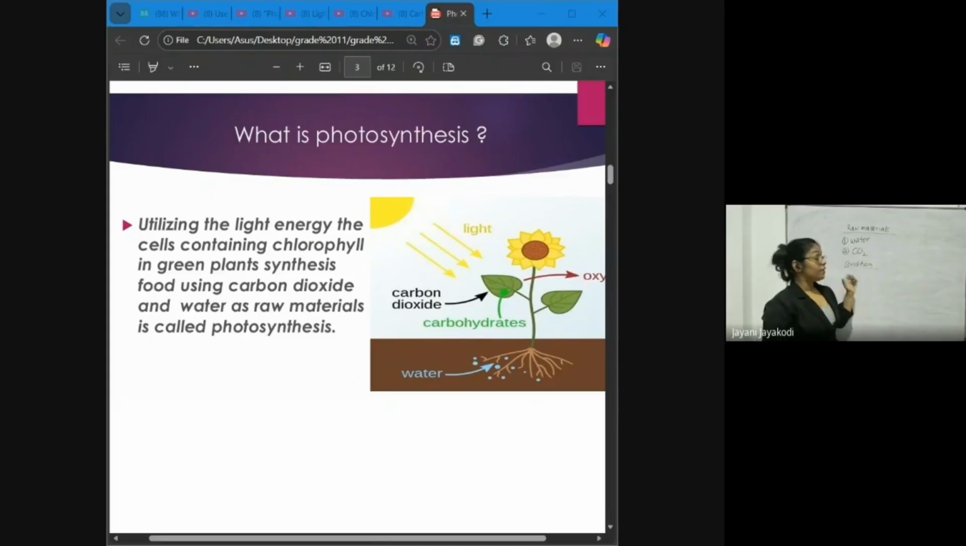And we need conditions. Sunlight is not a raw material. That is a condition that you require. Sunlight. Not only that, you need to have chlorophyll. Okay, so what does chlorophyll mean?